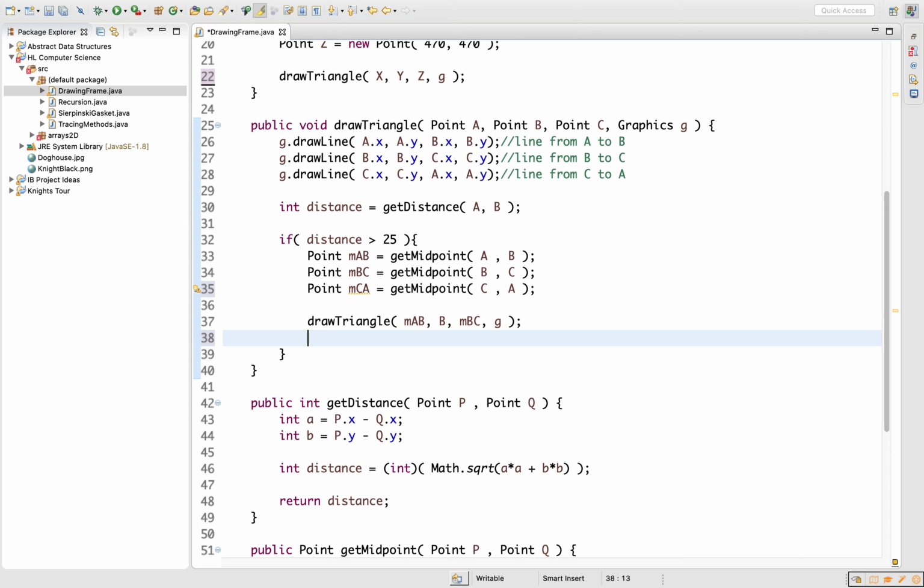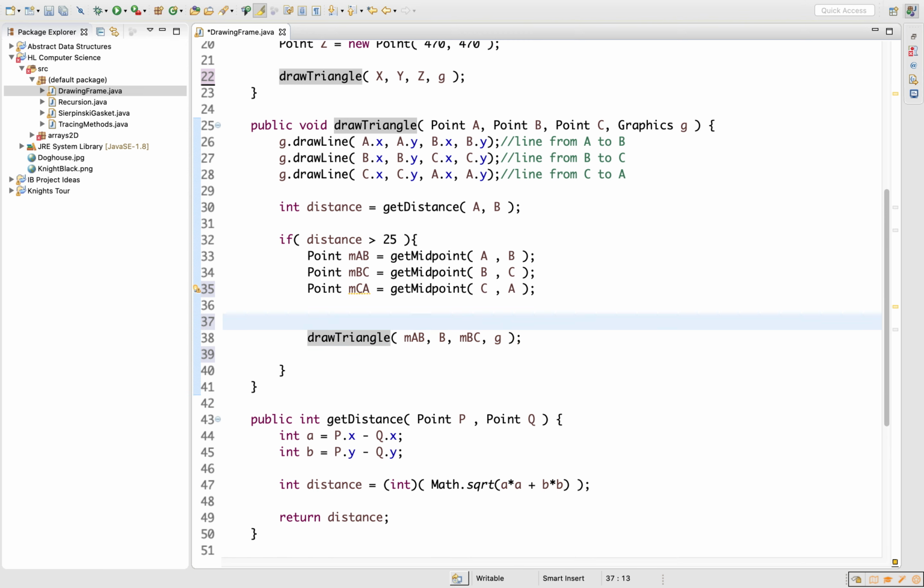So we got the one on top. Let's get the one on the, I guess the way I like to think about it is drawing the one on the bottom left. So I'm going to say draw this one on the bottom left. And that one starts at point A, goes to the midpoint of A and B, and then goes down to the midpoint of C and A. Okay? So that's the bottom left triangle.